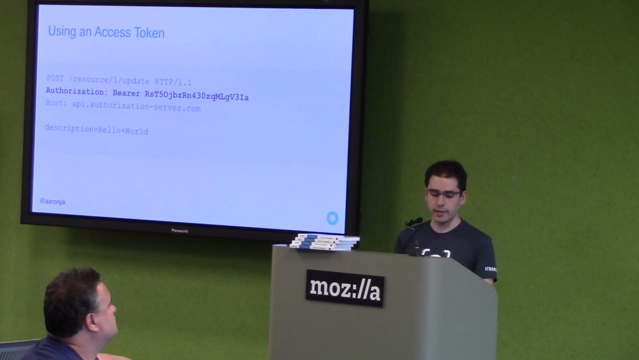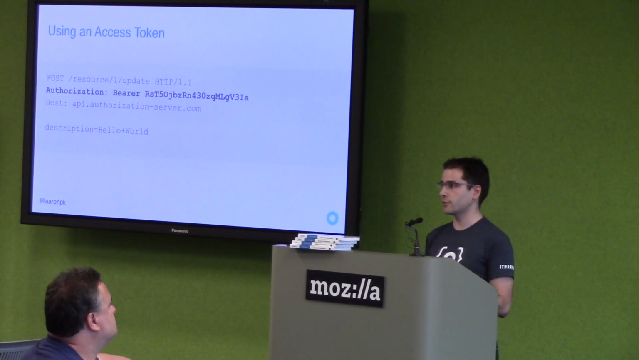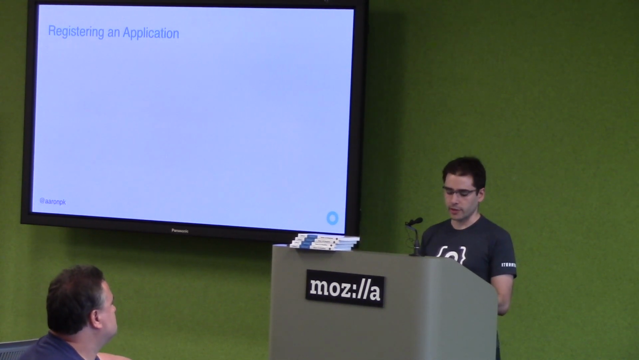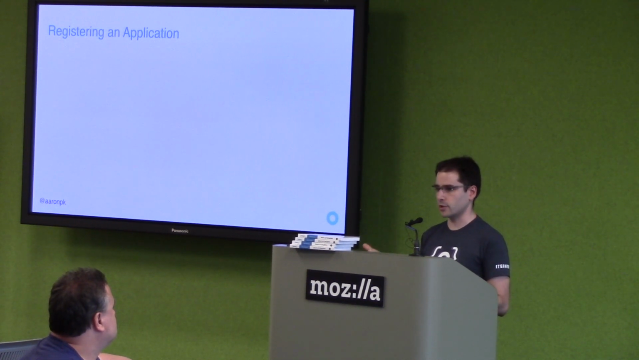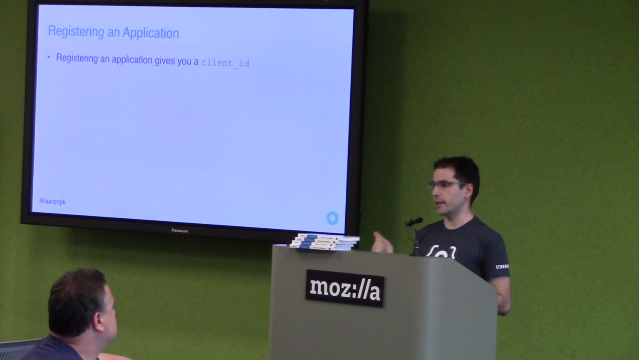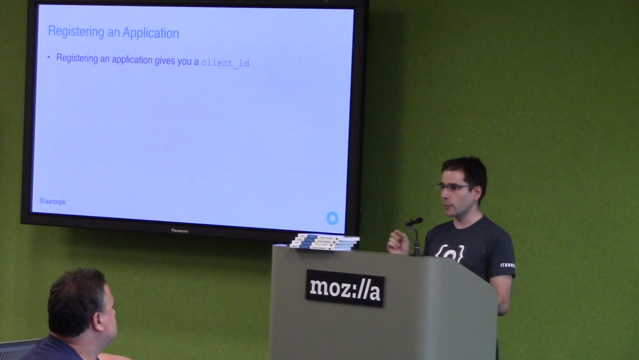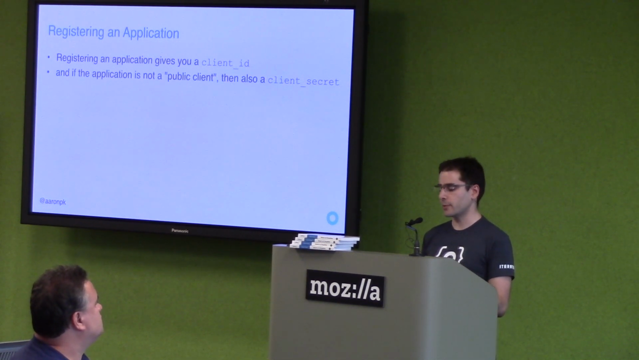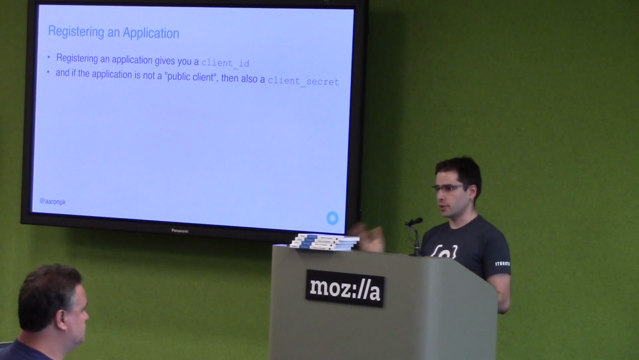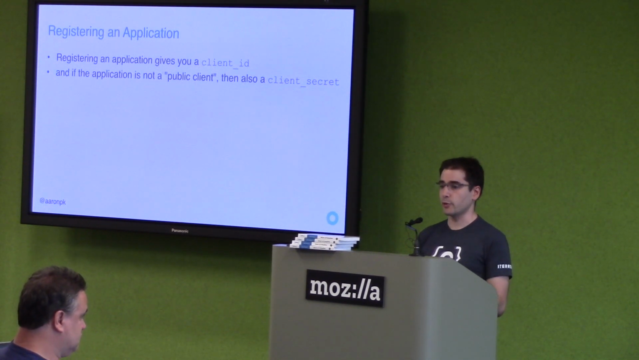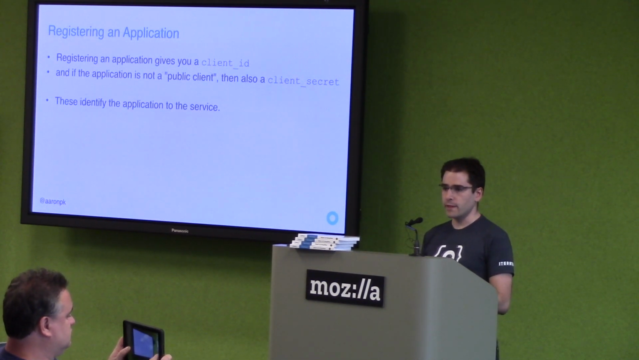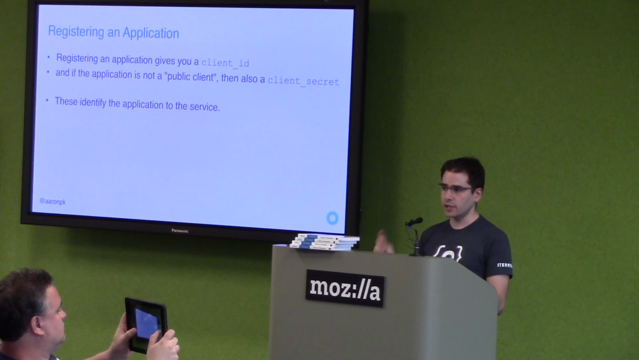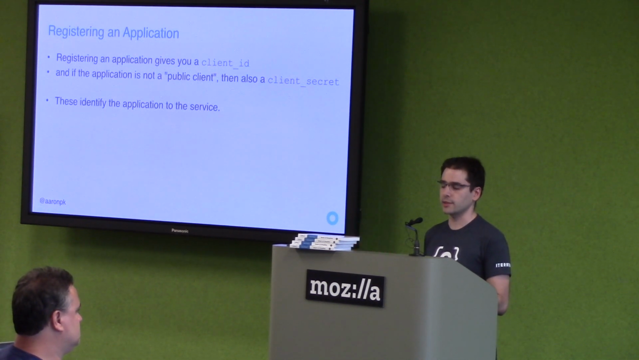So to get started, as a developer building an app, you first have to go to the service that you're working with, GitHub or Google or whatever, and register an application. Registering the application, first it'll make you sign up as a developer and agree to the developer terms of service. But then registering the application gives you a client ID. The client ID is the public identifier for the app. If the application is not a public client, which I'll define in a minute, you will also get a client secret. If you're building a web app using the authorization code flow, you will get a client ID and a client secret. These two things together identify the application to Google or GitHub or whatever the OAuth service is.